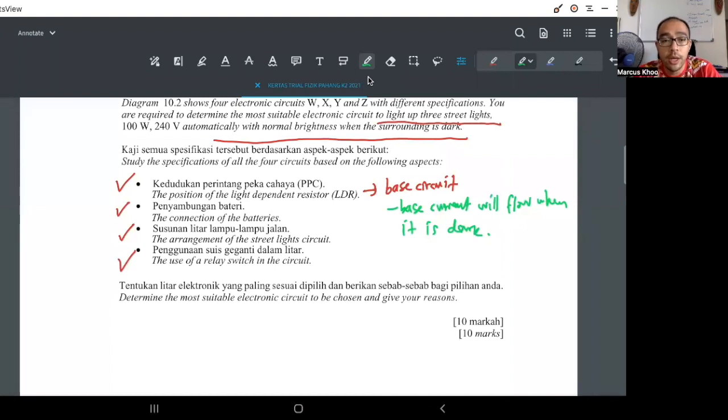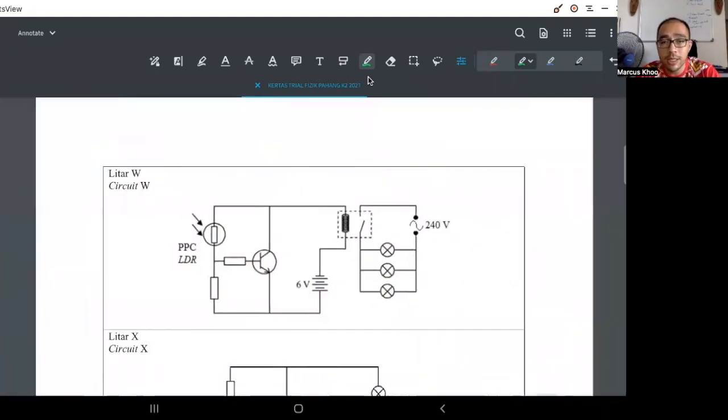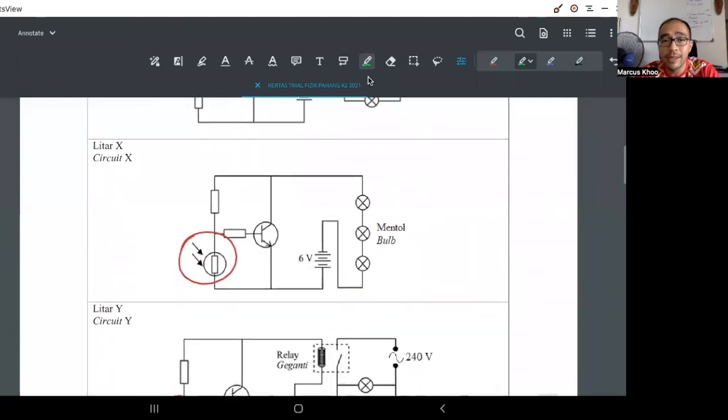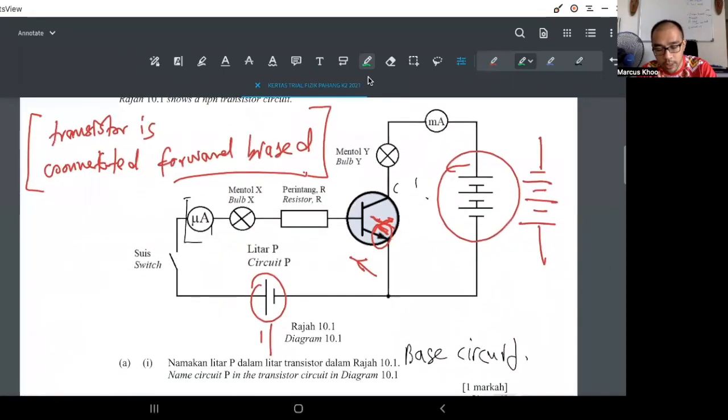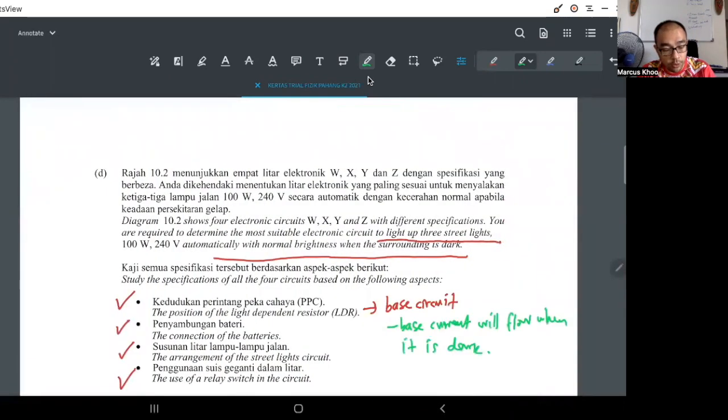Okay, connection of the batteries. For the transistor, it's a little bit tough. How do you explain the connection of the batteries? You want the positive one to follow this one. The connection of the batteries has to follow this. The positive terminal must be connected to the collector. So how would I write this?